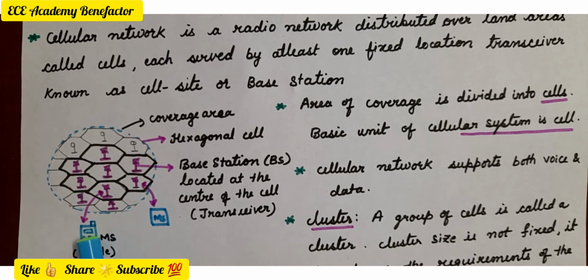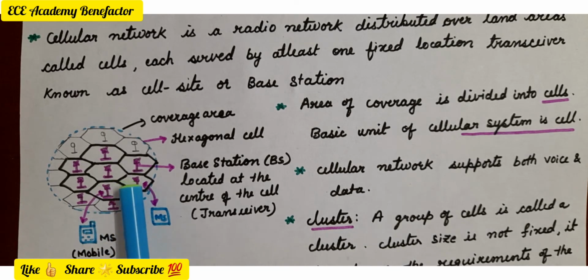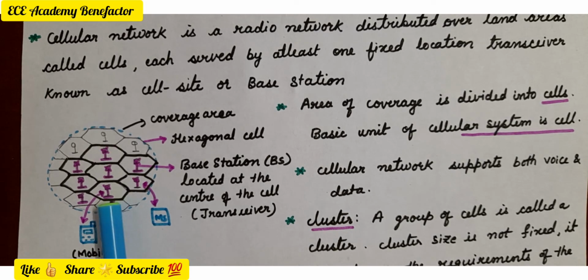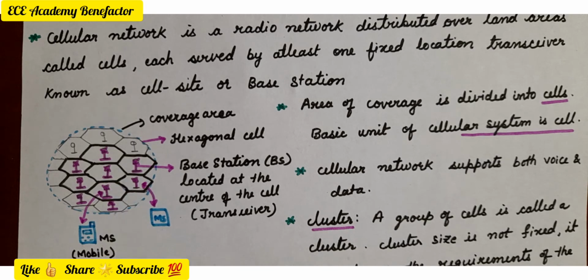Okay, so the mobile user will interact with this BTS, and then this BTS will interact with another BTS of another cell and will communicate to this mobile station. So here we are at the definition. Cellular network is a radio network distributed over land areas called cells, and each cell is served by one fixed location transceiver known as cell site or base station.